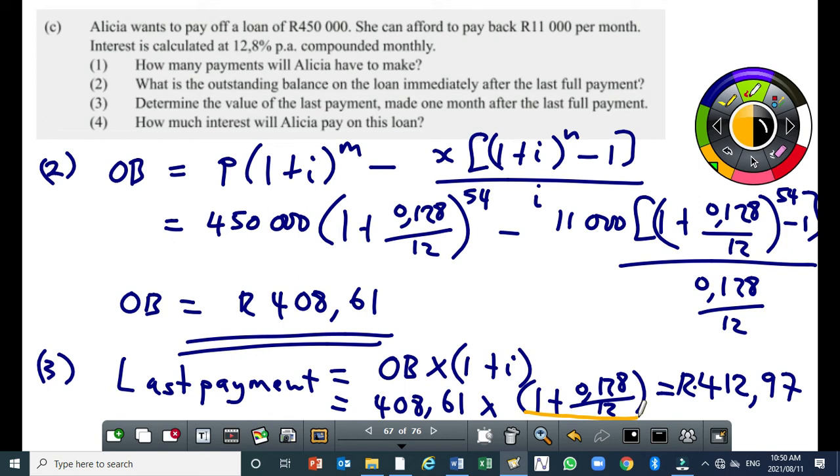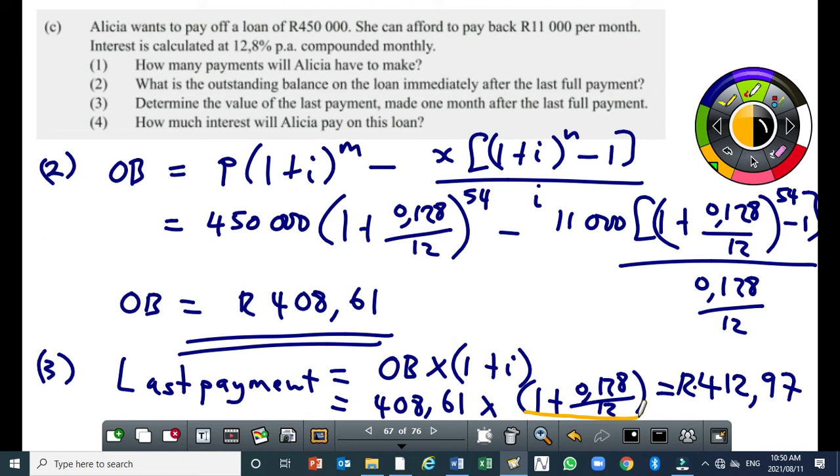Okay, so that's the final payment that the person has to make, which is a very small amount. If she's going to be able to pay 11,000 rand a month, then 412 rand would be like a drop in the ocean. Right? Okay.